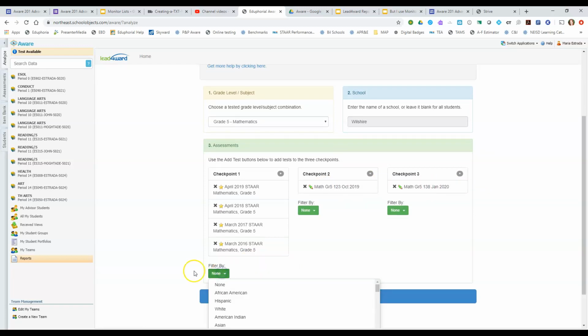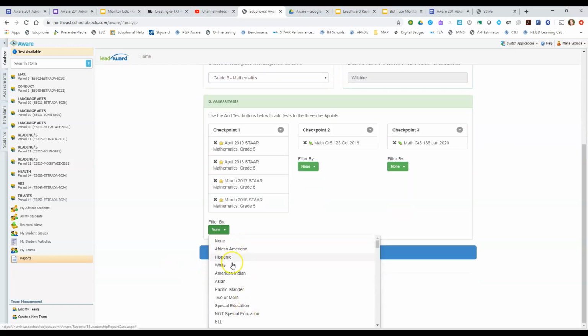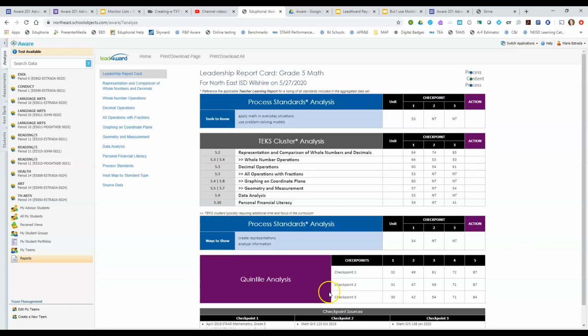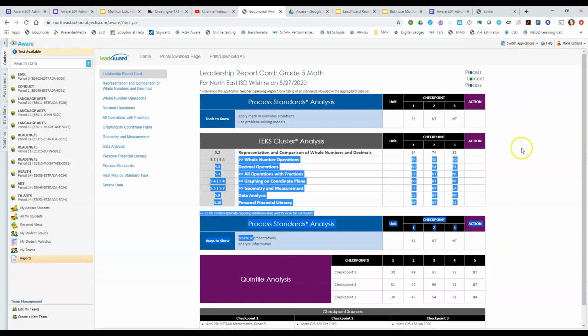You can filter by specific demographics if you're interested in that, if that's related to your campus plan and you're trying to target those students for growth. So once you have gotten all the assessment data in there that you would like, click Show Report. And then you'll see first a summary sheet that pops up.